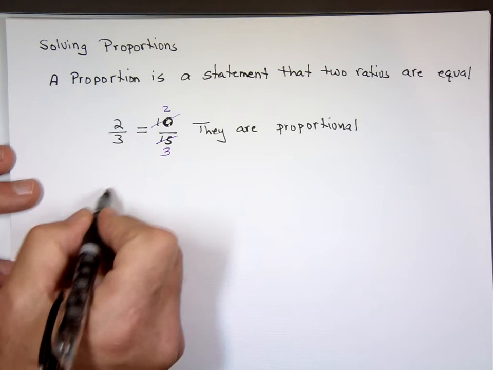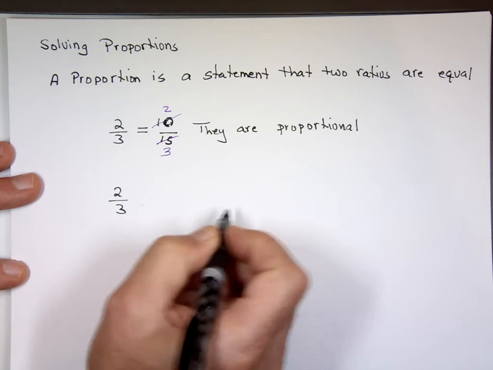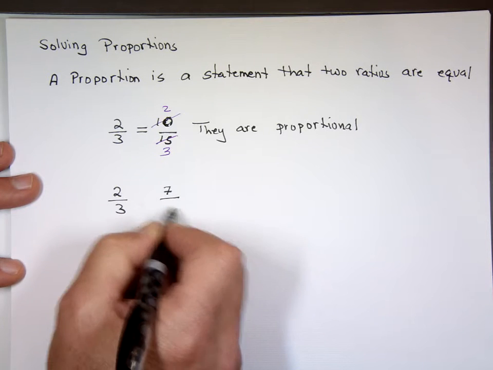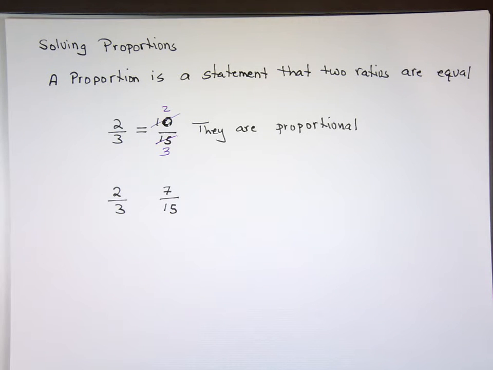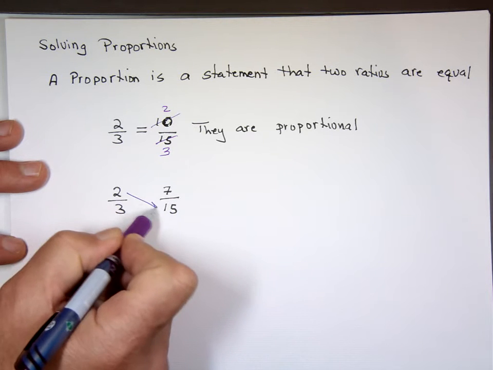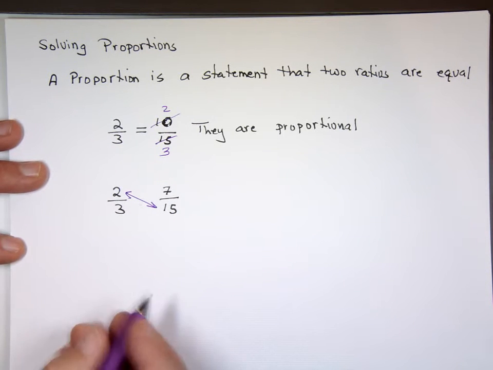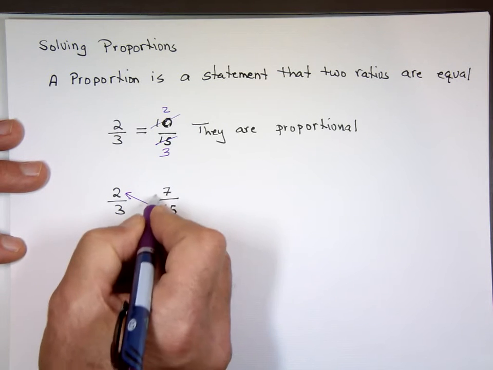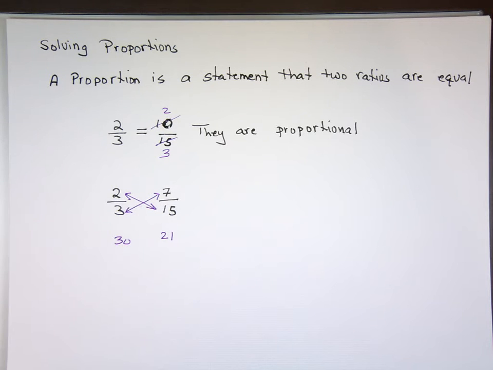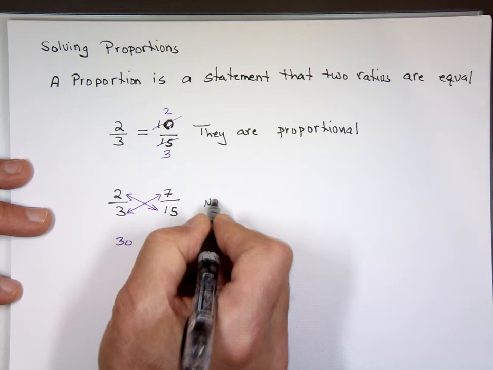But what about if you can't simplify a problem? 2/3 and 7/15. Are they proportional? Well, I can't simplify. So what's the other option? It's to cross multiply. Multiply 2 times 15, which is 30. Multiply 3 times 7, which is 21. Are they equal? No. This is not proportional.